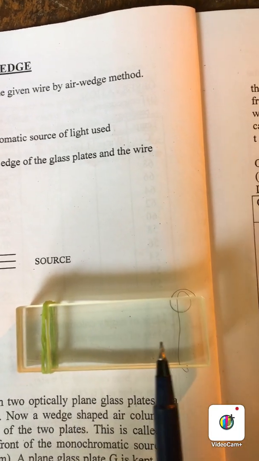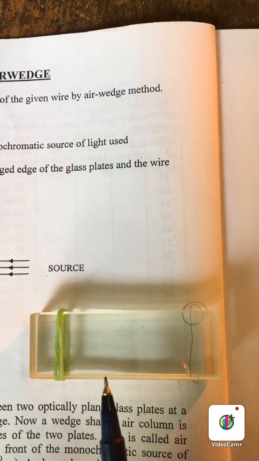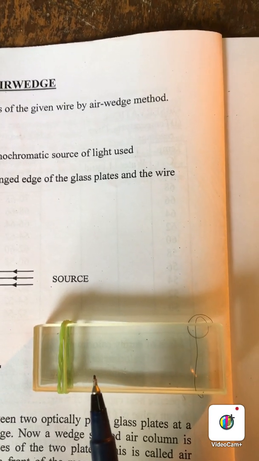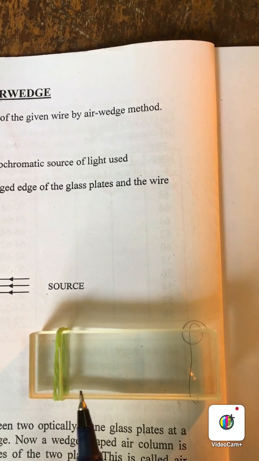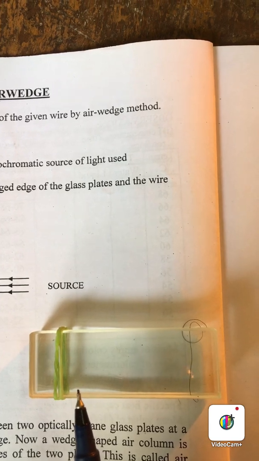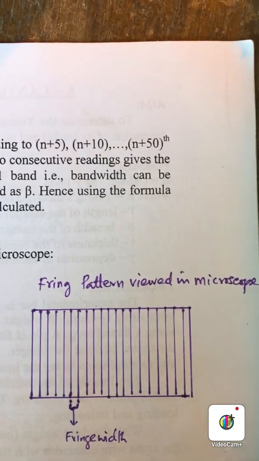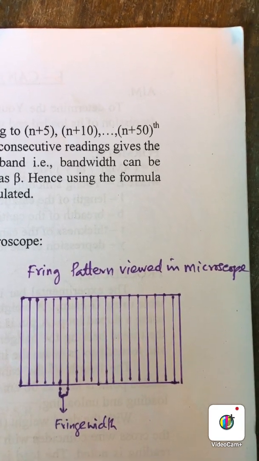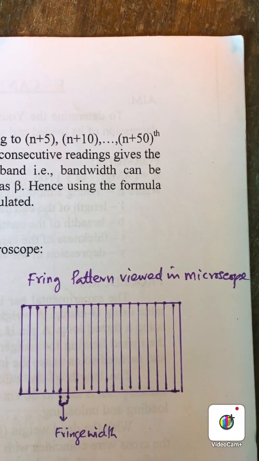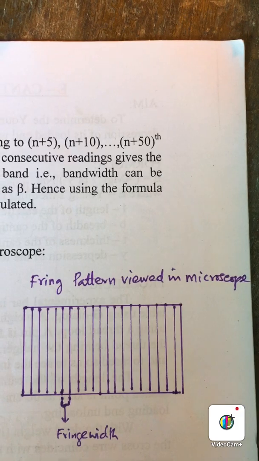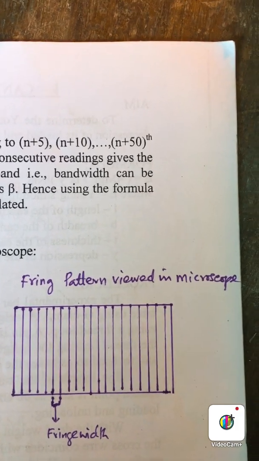Using this air wedge we are going to form the interference pattern. The interference pattern formed will be a formation of fringes. If you look in the microscope, this is the pattern: alternate bright and dark fringes are seen.